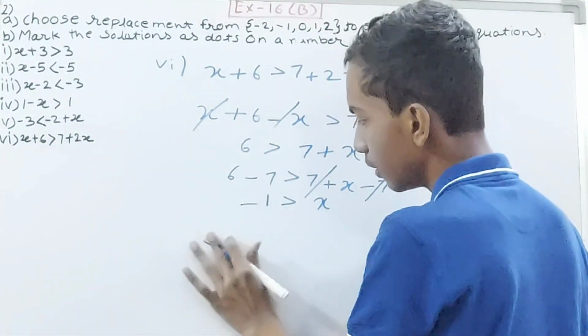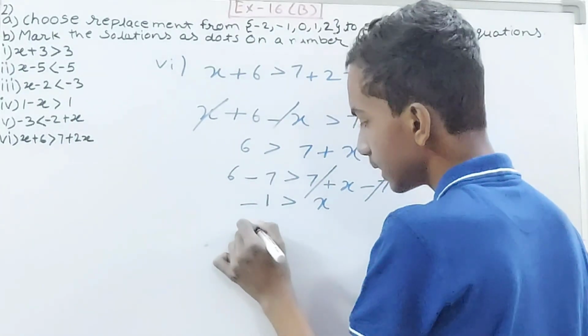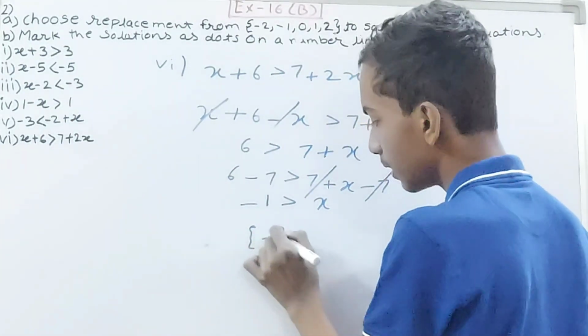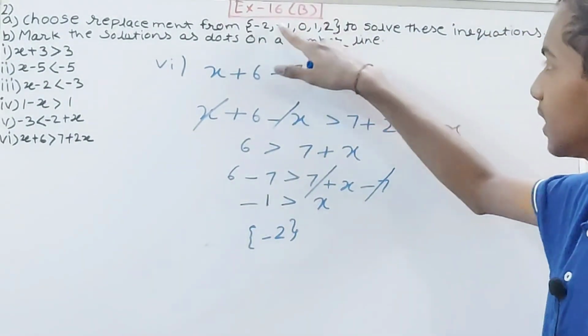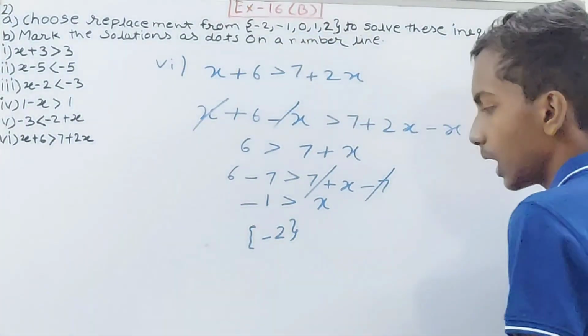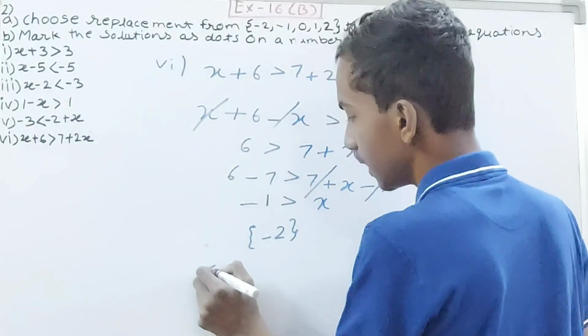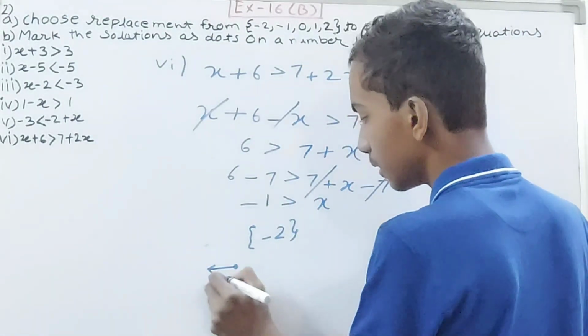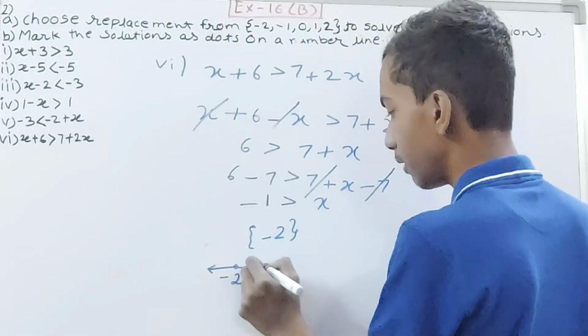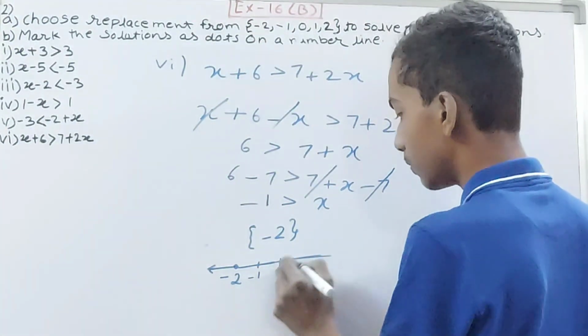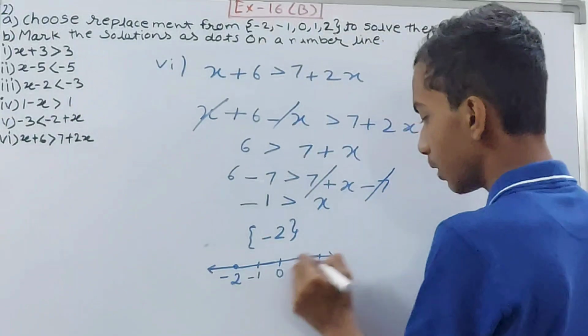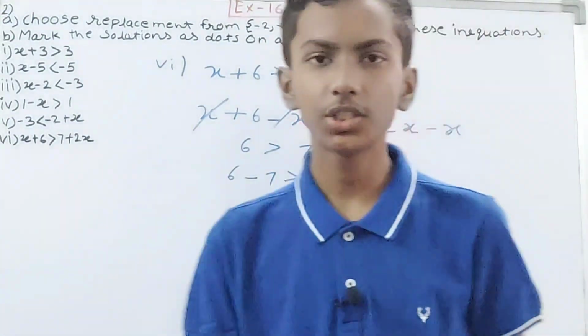So what values will we mark here? x is less than minus 1. So what number is less than minus 1? Minus 2. Minus 2 is the only one less than minus 1 from this set. So what will I mark? I'll mark a dot on minus 2 here. The rest will be as it is, 0, 1, 2, right? That is your answer.